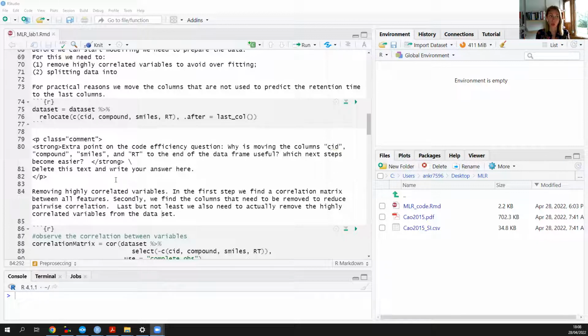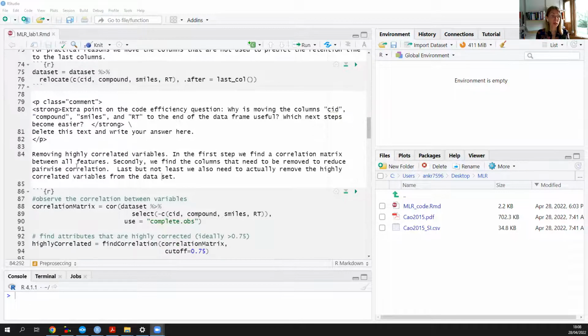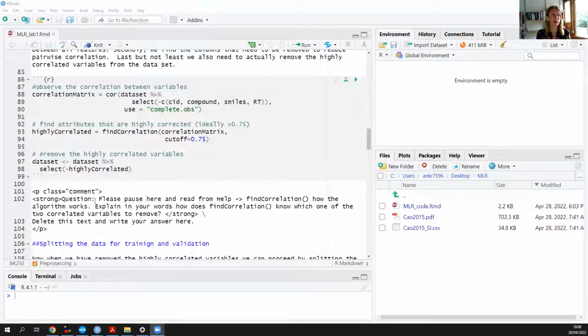insert answers. So for example, here in the first lab part, after doing some data reorganization, you have here a question. Please pause here and read the help, find correlation, to find out more about the algorithm. And you are asked after that, explain in your own words, how does find correlation know which one of the two correlated variables to remove?